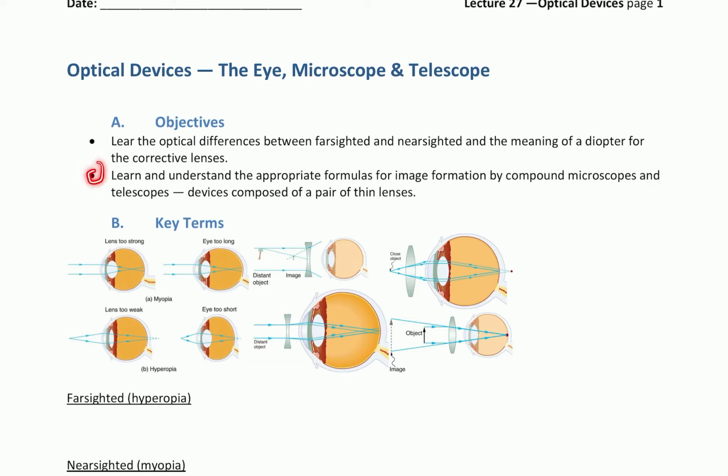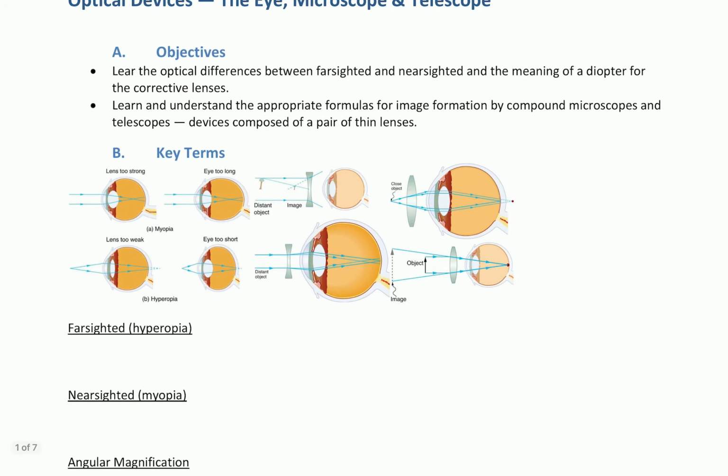We also want to learn and understand the appropriate formulas for image formation. I'll also be talking about images for those glasses, for compound microscopes, and for telescopes, specifically refractive telescopes, but I'll define that down below. These are devices composed of a pair of thin lenses, so we should expect to use the thin lens formula, or at least an approximation of it, but we'll get to that.